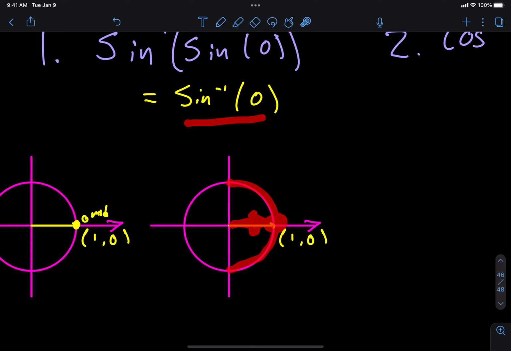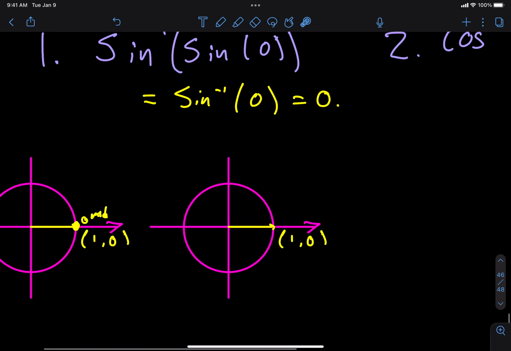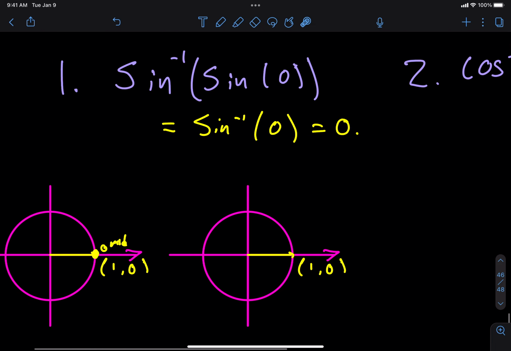And what is it going to be? How many radians? 0 radians is the angle which points straight here. Okay, this should, in hindsight, make a lot of sense because... Wait, I was right. Good job.